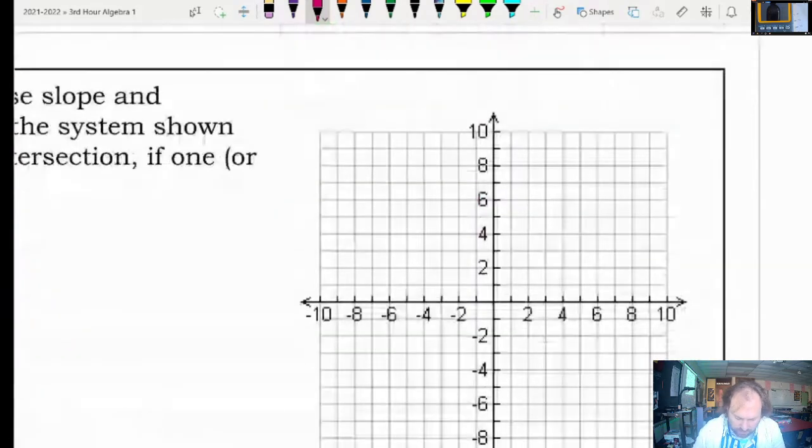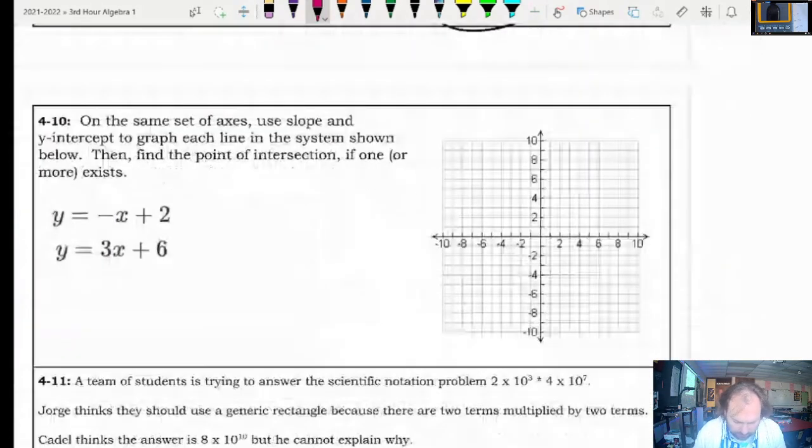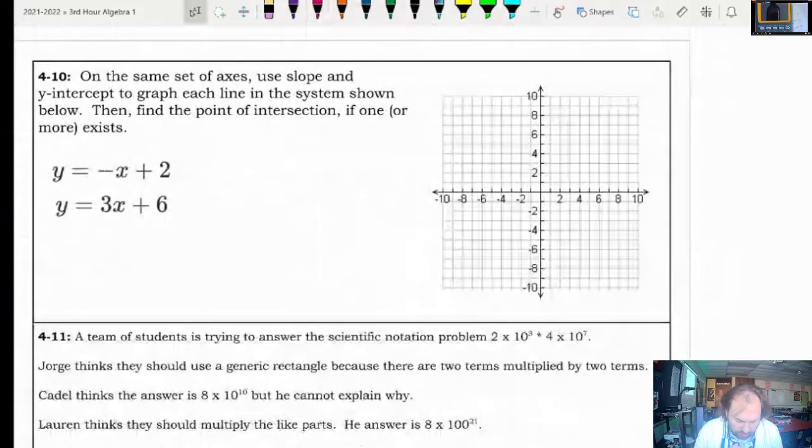Going to the next page, we've got, on the same set of axes, use the slope and y-intercept to graph each line in the system shown below and find the point of intersection. This is what we're doing in Chapter 4, systems of equations. We're finding the solution to this system. Let's start with the first line.